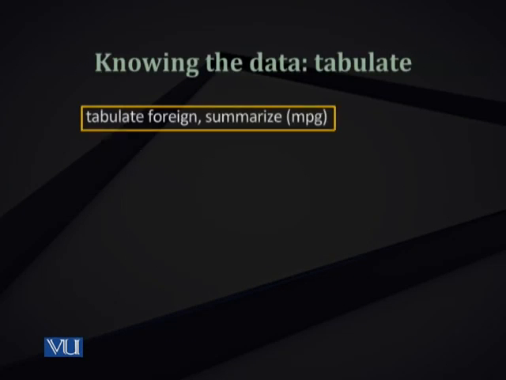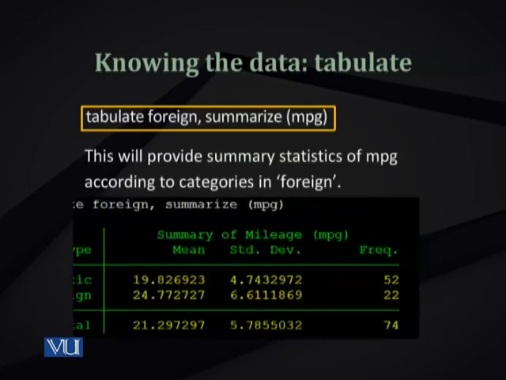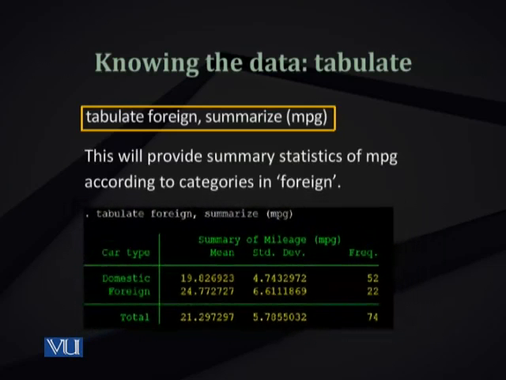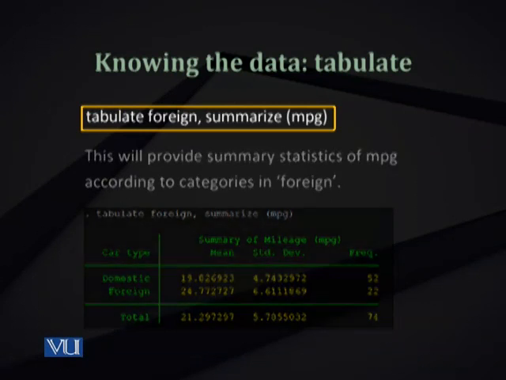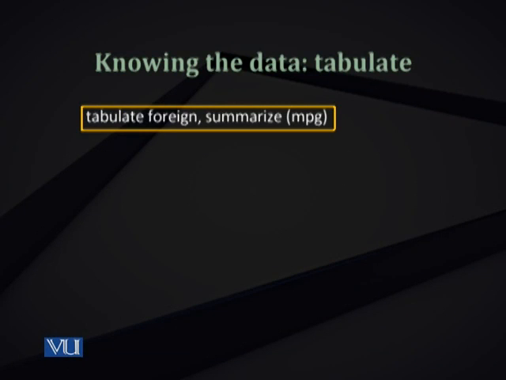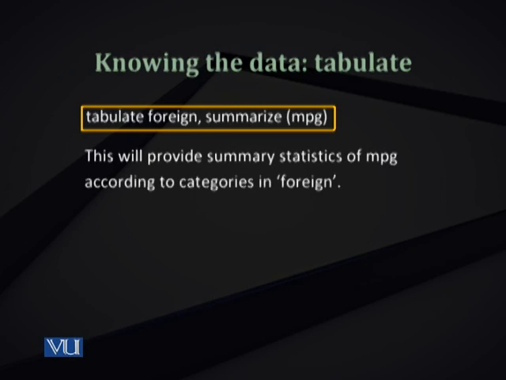Now look at a specific statement which is very interesting. It uses summarize as an option. Summarize is the command that you learnt some time back. Now summarize is used as an option of tab. Let's understand the statement. I have written tab foreign, comma means the rest are options in this command, summarize, and in parentheses you have MPG. So in fact we are summarizing MPG. Remember, summarize provides mean and standard deviation, etc.